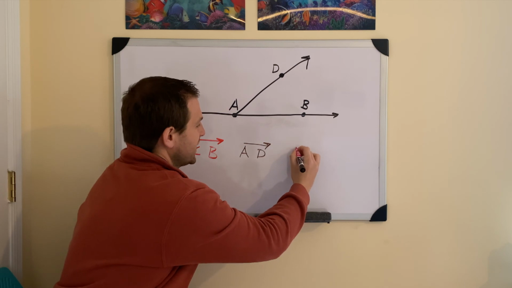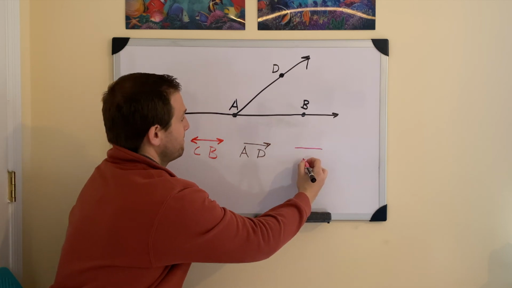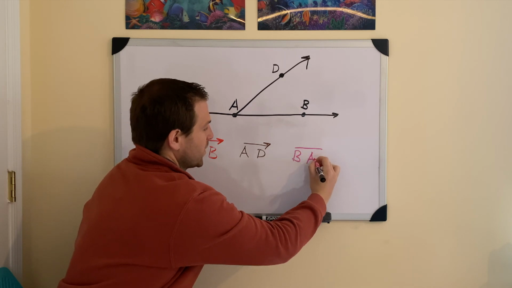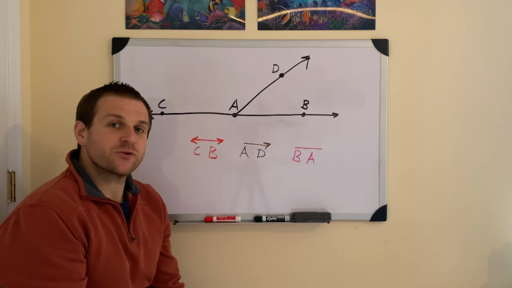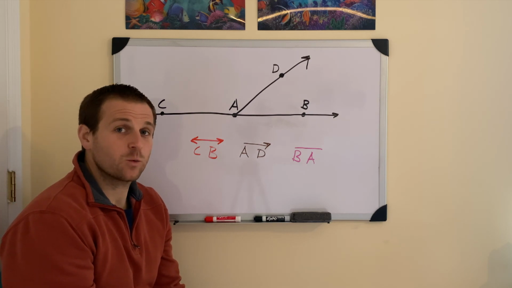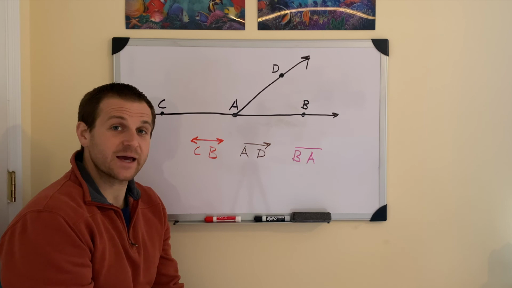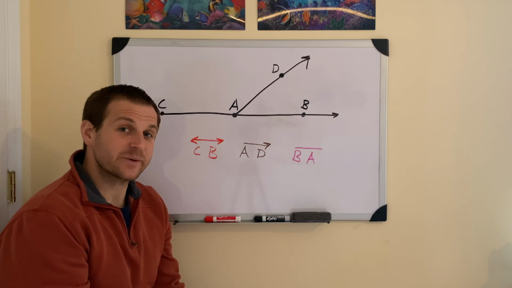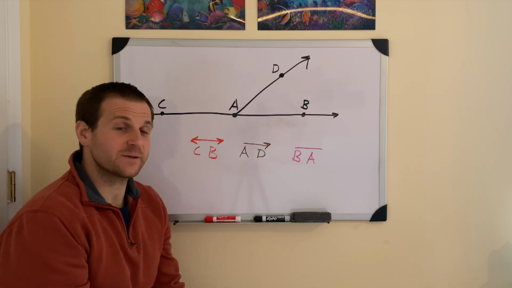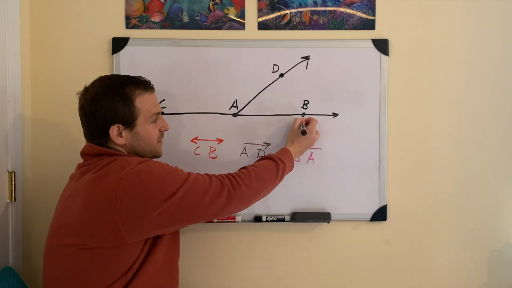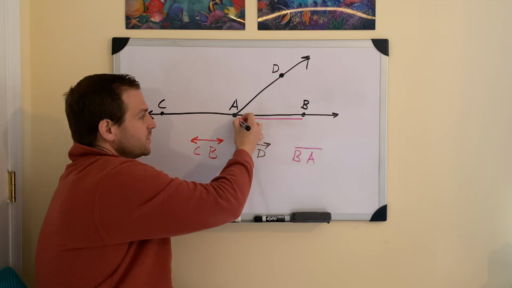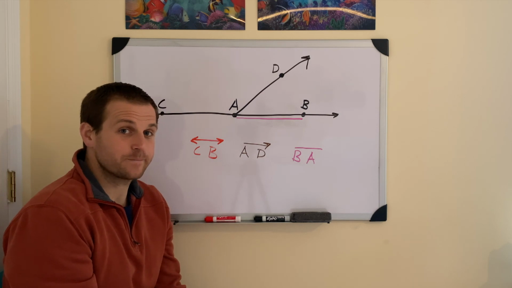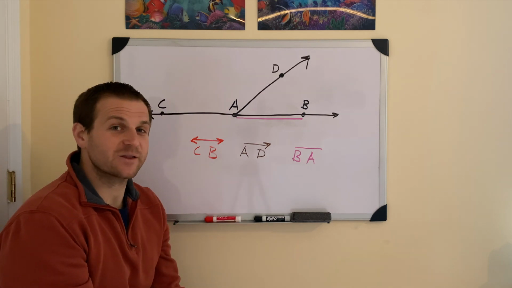Next one that I'd like to do, switch it over to pink. Let's see if we can identify line segment BA. So trace it on the screen with your finger. Where is line segment BA? Because it's a line segment, it has a definite start and end point. So I can start at point B and then work my way through to point A, and that represents line segment BA.